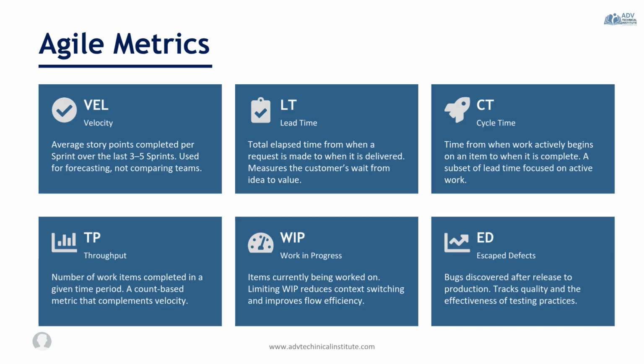All right, so let's talk about some Agile metrics. Agile teams use metrics to understand performance, improve productivity, and identify opportunities for continuous improvement. The goal is not to measure individual productivity, but to improve how work flows through the system. So we're going to start with velocity. Remember, velocity measures the average number of story points a team completes during a sprint. Teams use velocity to forecast future work and improve sprint planning.